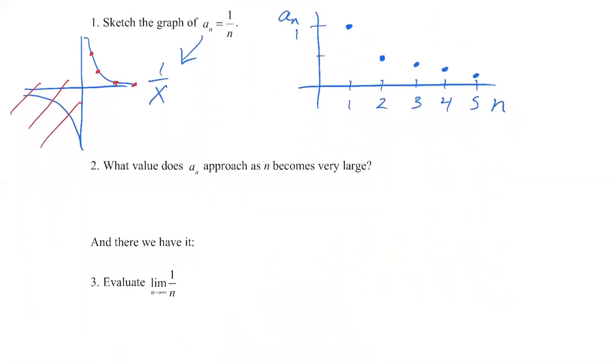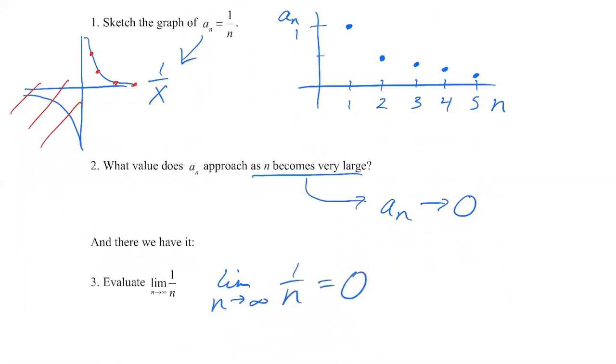What we can say, though, is the answer to the following question. What value does a sub n approach as n becomes very large? Well, we can see that a sub n is getting progressively smaller, and it is approaching 0, just as 1 over x approached 0. So as n becomes very large, we can say that a sub n goes to 0. And there we have it. This would be the limit as n goes to infinity of 1 over n. So based on our work from above, the limit as n goes to infinity of 1 over n will be equal to 0.